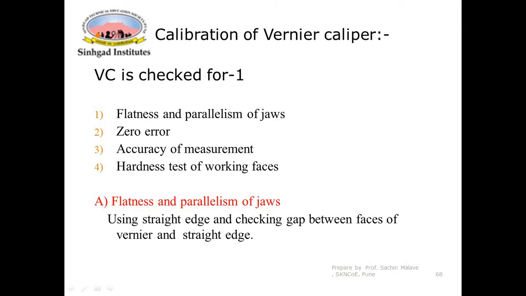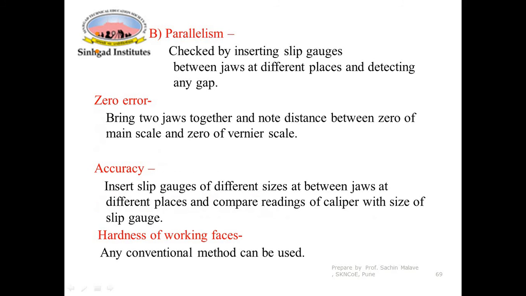Second, how to check the zero error. Zero error checking is very easy. What you have to do is bring the two jaws together and note the distance between 0 of the main scale and 0 of the vernier scale. This is to be done in case of the analog verniers, but in case of the digital verniers you can get that display directly.